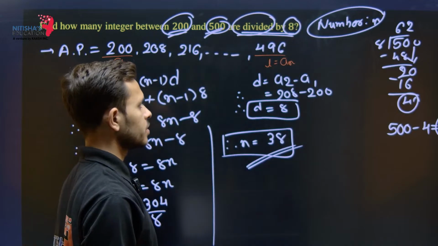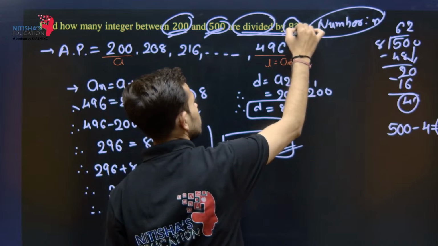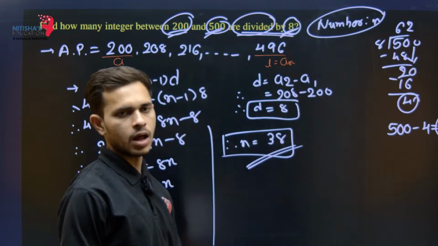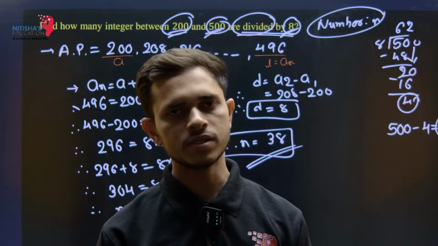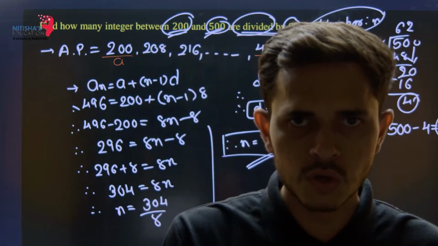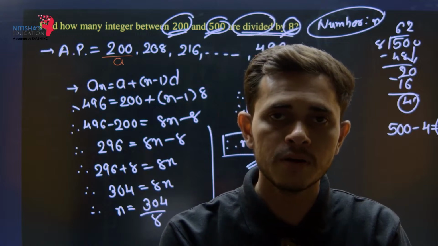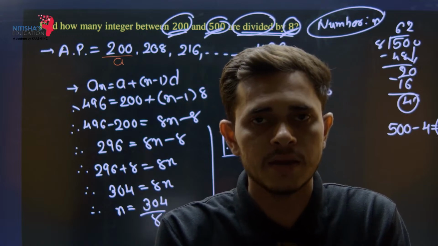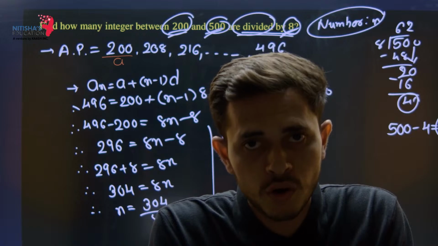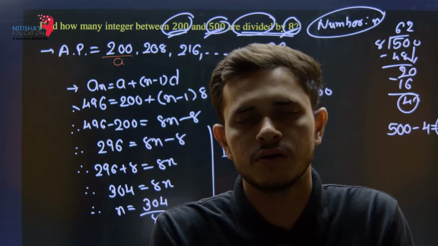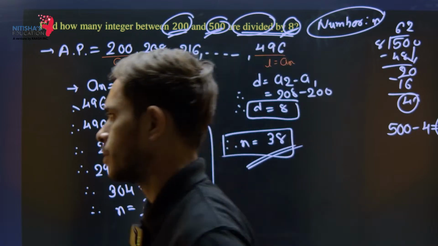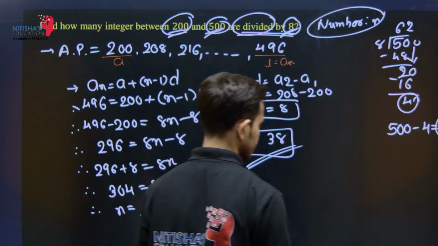In your exam, they can change this, and instead of division, there can be multiplication also. They can ask you to find a number which is a multiple of 4 between 200 and 500, right? So this kind of question will come in your exam.